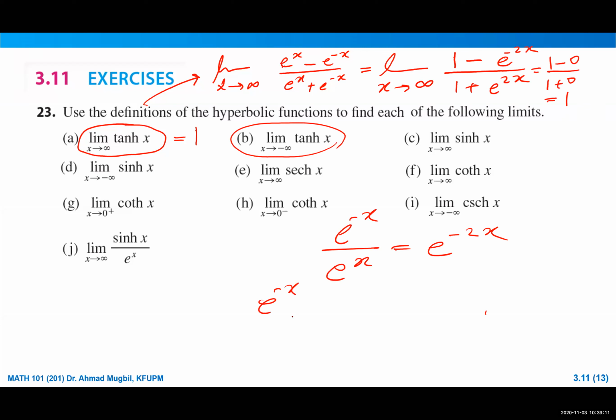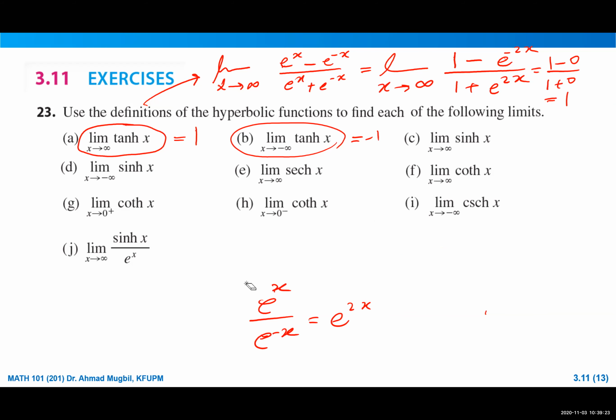When you solve this question, you will divide by this term, by e to the power negative x. You will do the opposite. It will be e to the power x over e to the power negative x, which will be e to the power 2x. And also the limit here will be negative 1. You can check that, Shabab. I will leave the others for you to practice, Shabab.